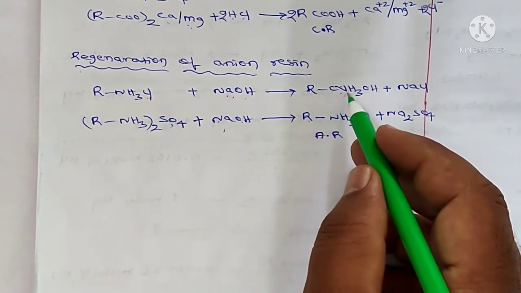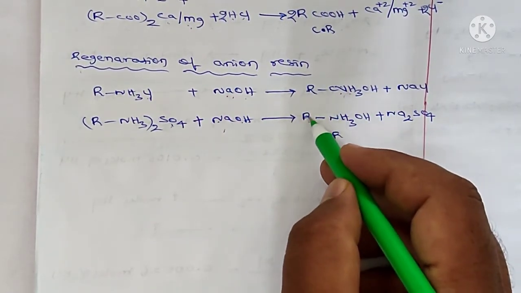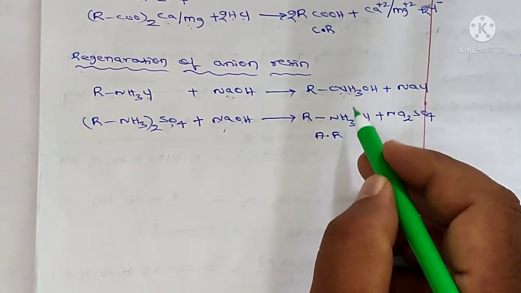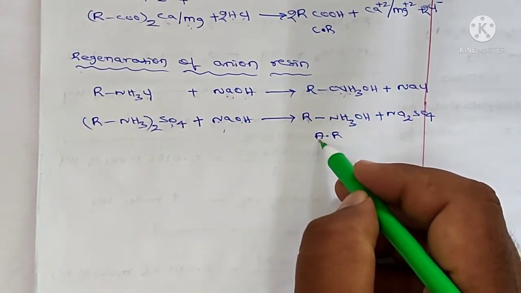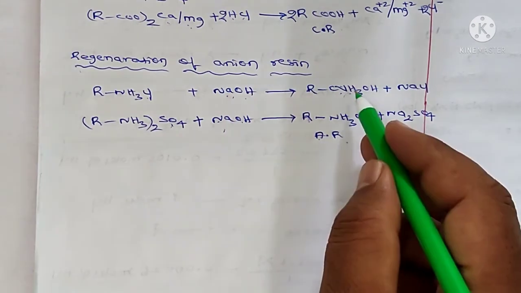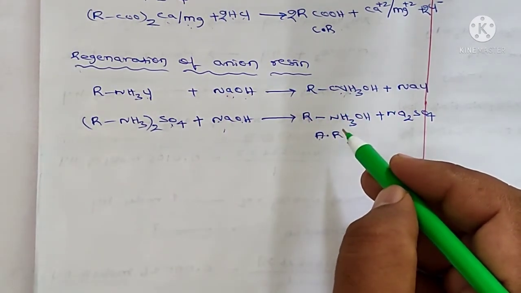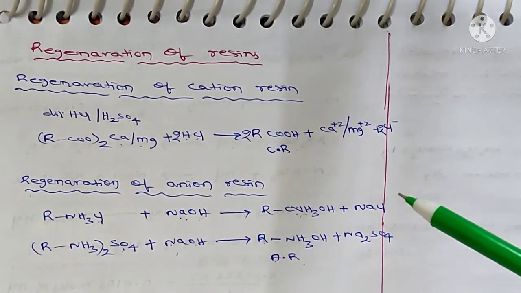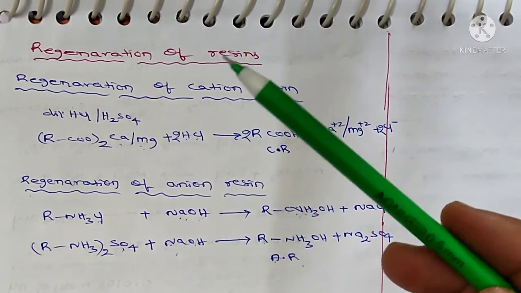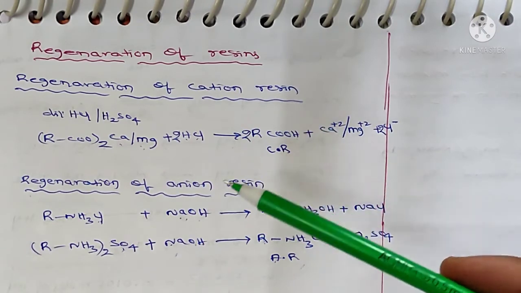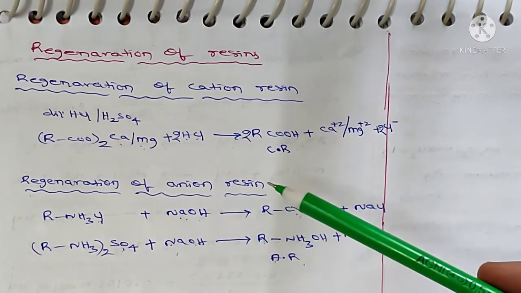Now these two are anion resins because these two are hydrocarbons attached to basic group. So these two are anion resins. So the anion resins are regenerated. So this is the regeneration of resins: regeneration of cation resin and regeneration of anion resin.